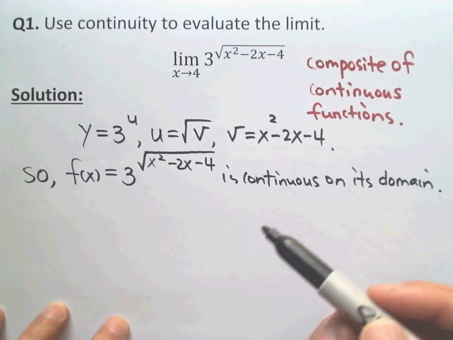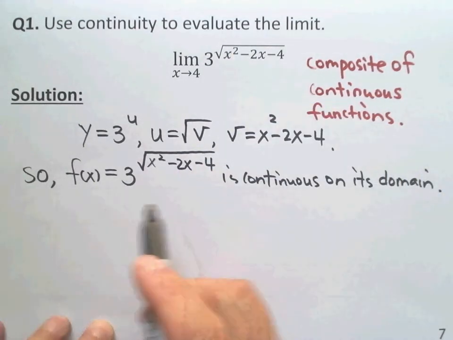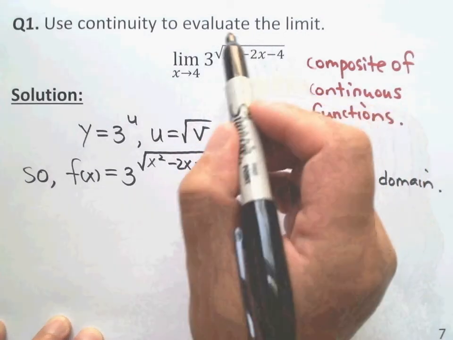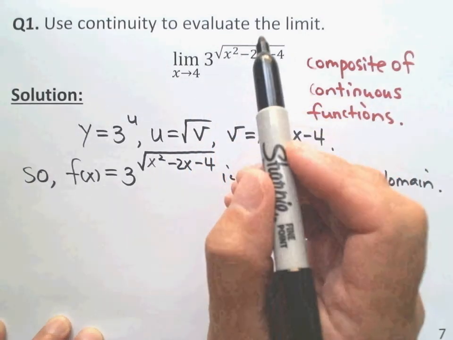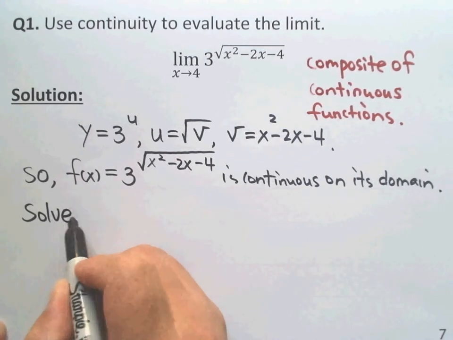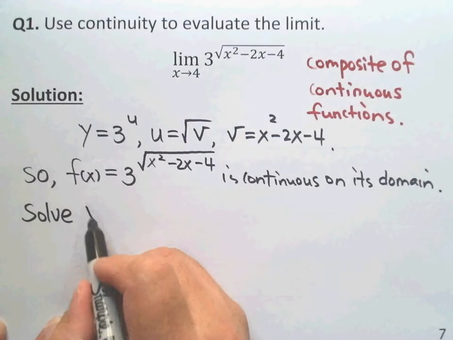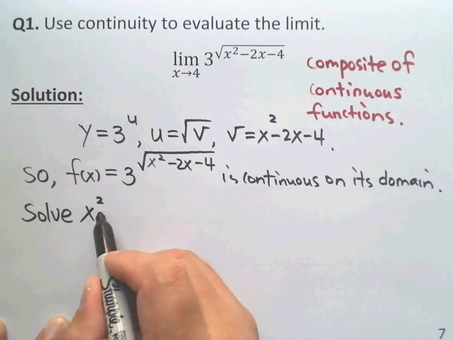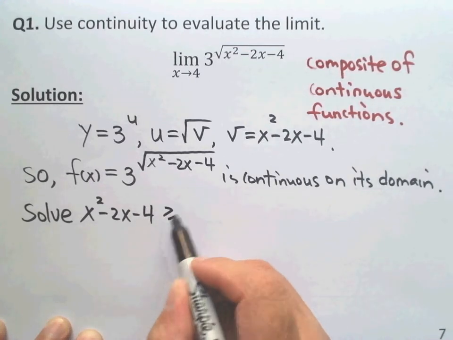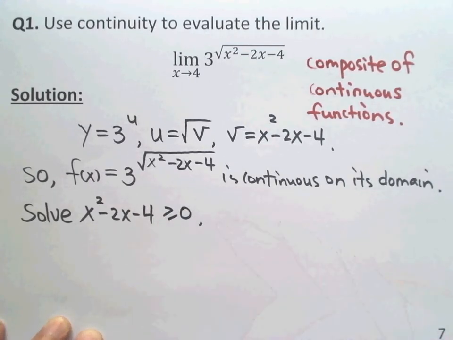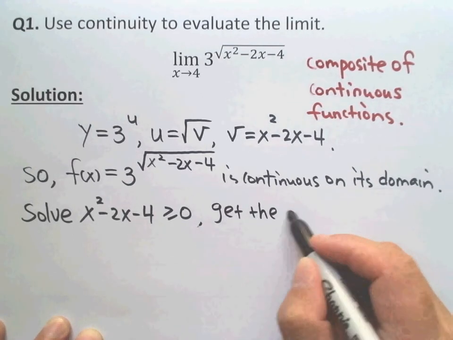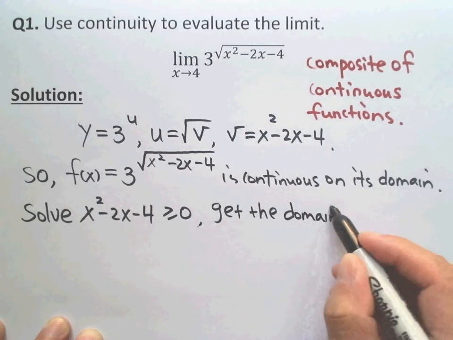So now, what is the domain? Is 4 on the domain or not on the domain? That's the major one. We have to solve the domain. How to solve? This root function, okay, square root, something under a square root should be a non-negative number, right? So we need to solve x squared minus 2x minus 4 greater than or equal to 0, of course. And if you solve this, then we get the domain.